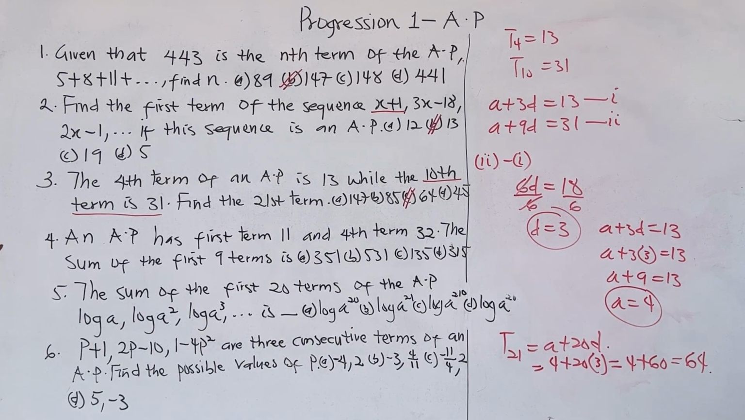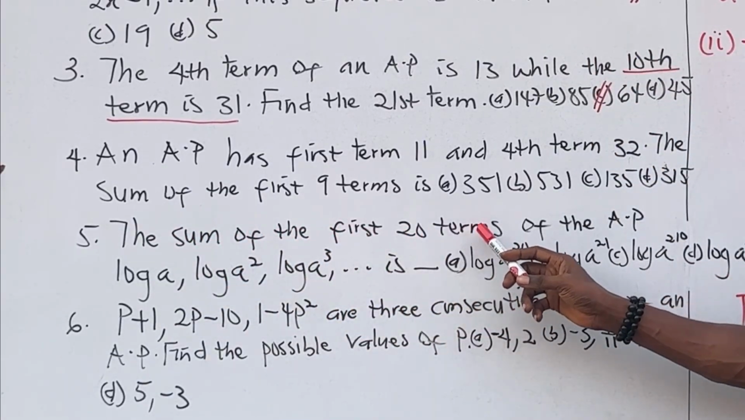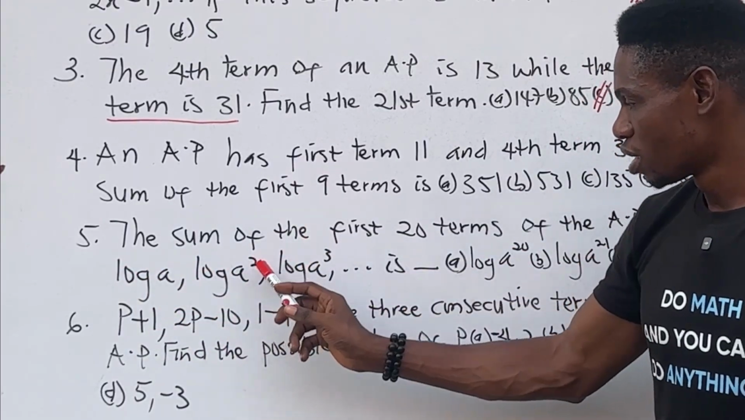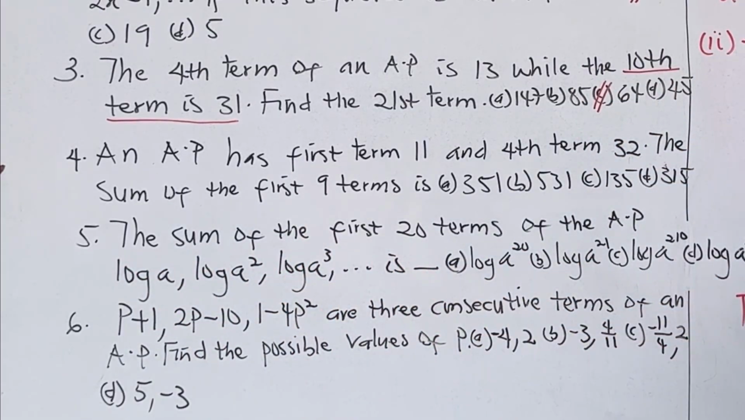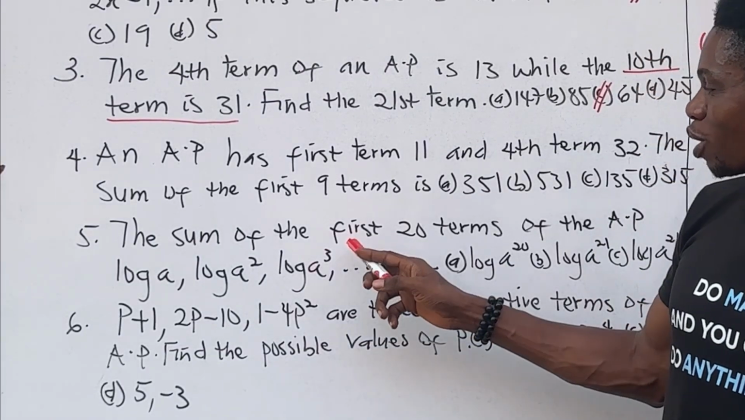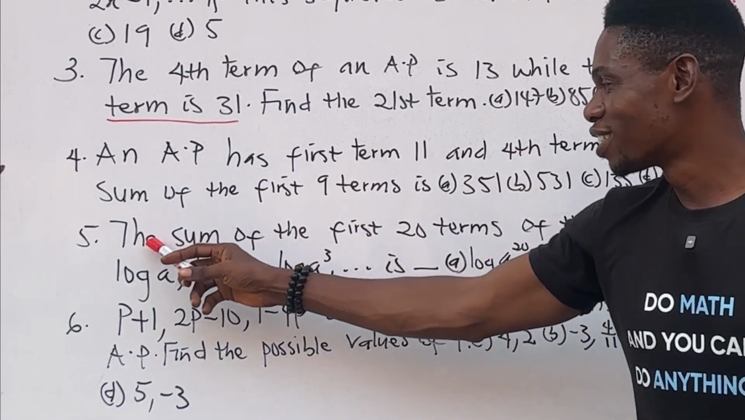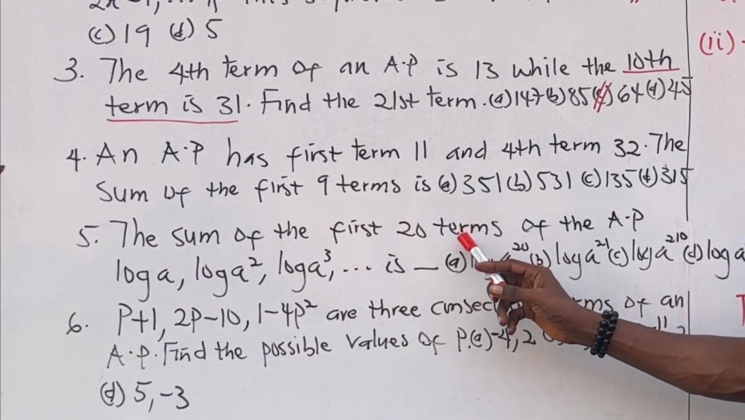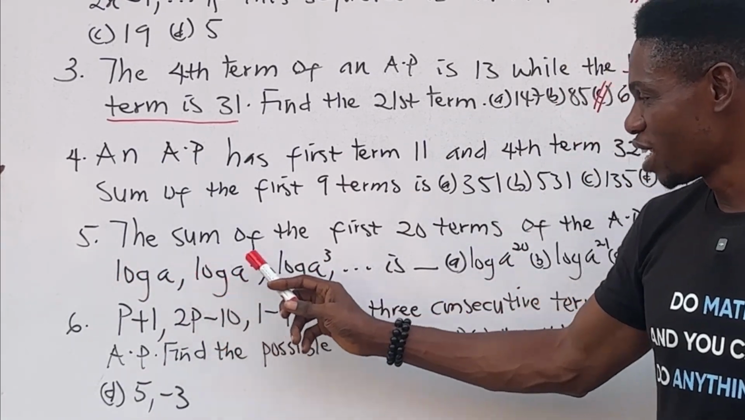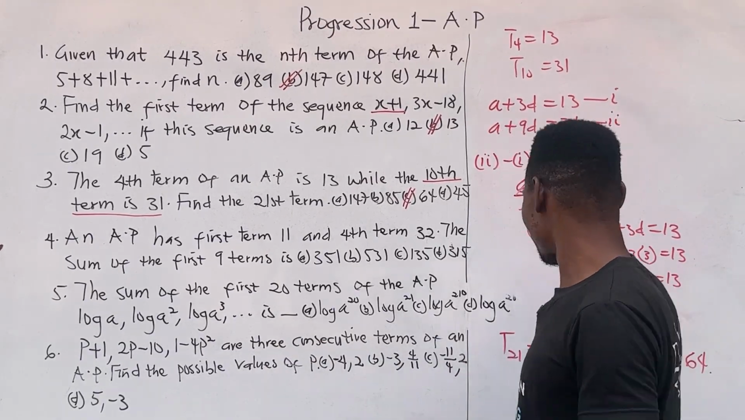And let's come to number 4. For number 4, the question says, the sum of the first 20 terms of the AP that has log A square, log A cube, and so on is dash. So we have to find the sum of... Okay, sorry, I'm jumping to number 5. Okay, let me do number 5. I'll come back to 4. So it says the sum of the first 20 terms of the AP log A square, log A cube, and so on is dash. So let's find the sum of the first 20 terms.